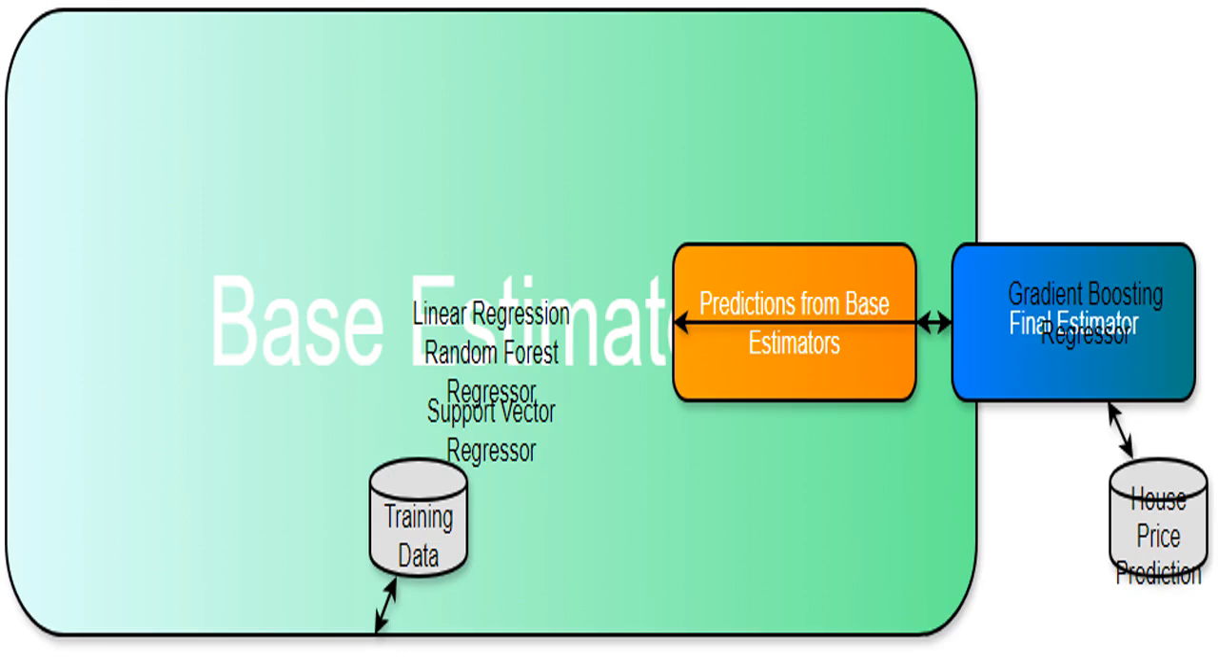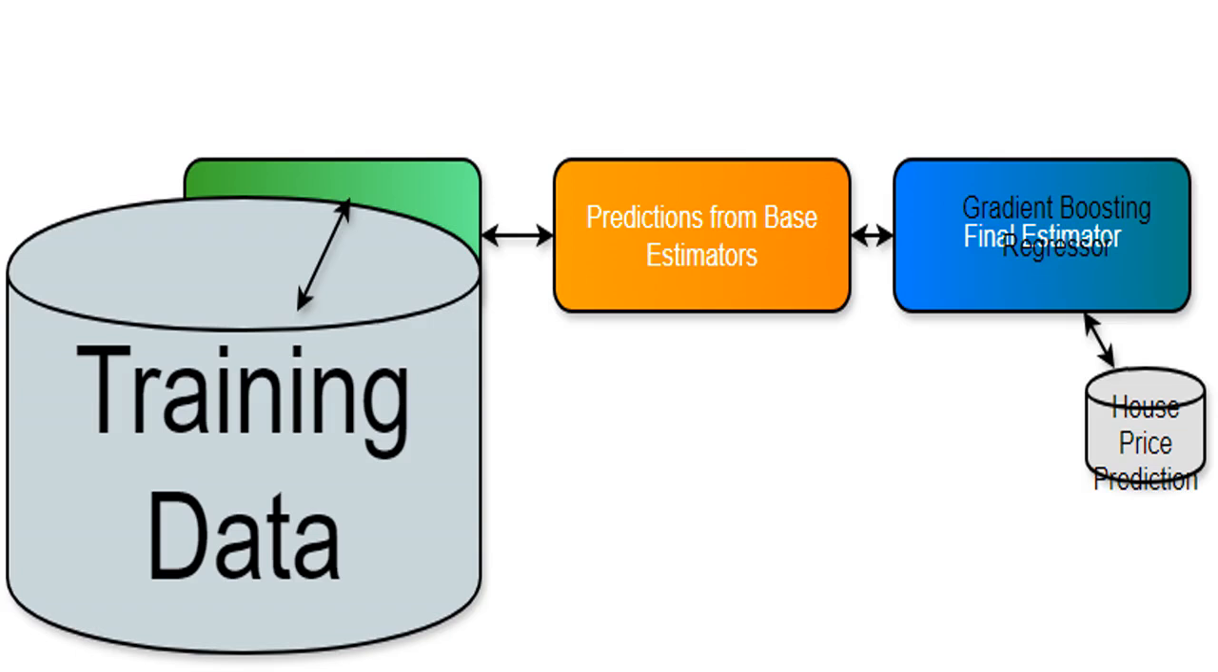I'm using 3 different models to predict house prices: linear regression, random forest regression, and support vector regression. These are my base models, each trying to solve the problem on its own. Each base estimator makes a prediction for each house's price. I'll then use these predictions as input for my final model.